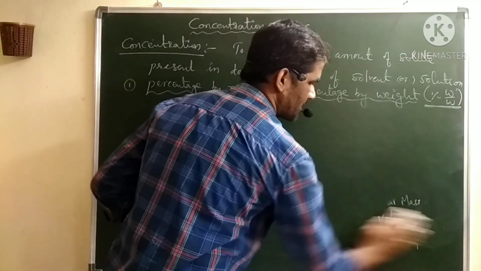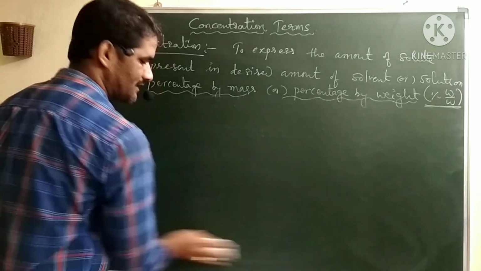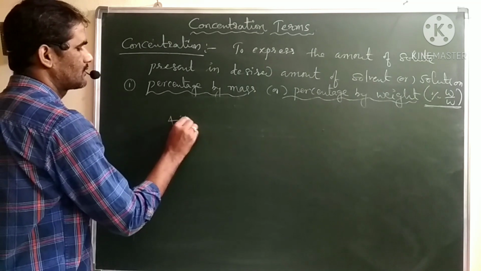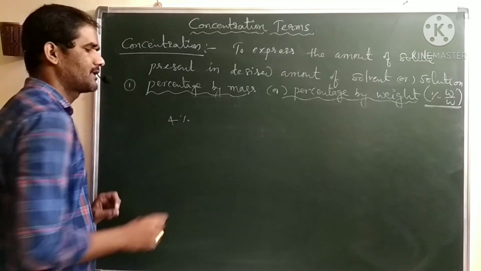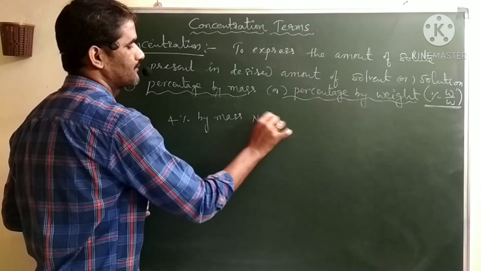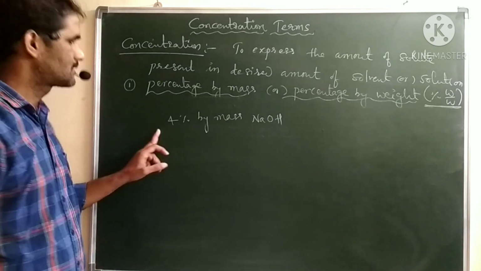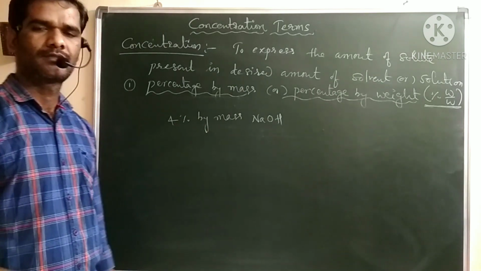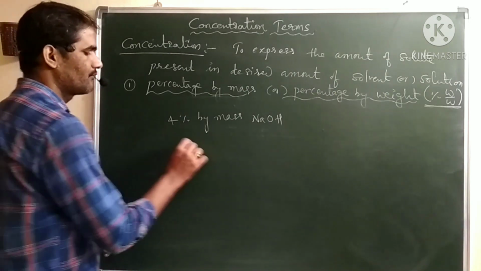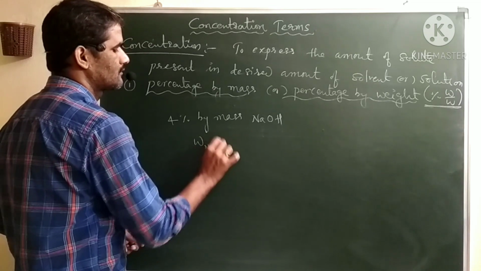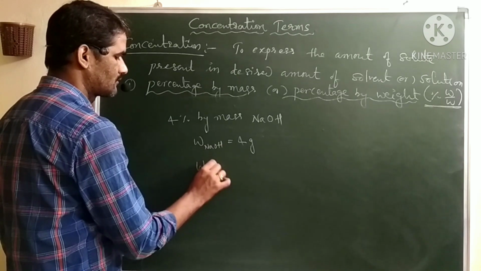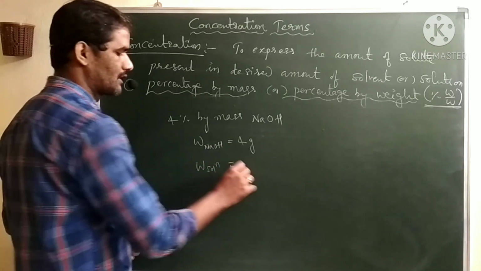And here some examples, some numericals we will see based on this concentration term. First of all, let us take, sometimes it is given like this: 4% by mass NaOH. What it means: 4% by mass NaOH means in 100 grams of solution, 4 grams of NaOH is there. So now the weight of NaOH is how much? 4 grams. And the weight of solution, how much? Total 100 grams.